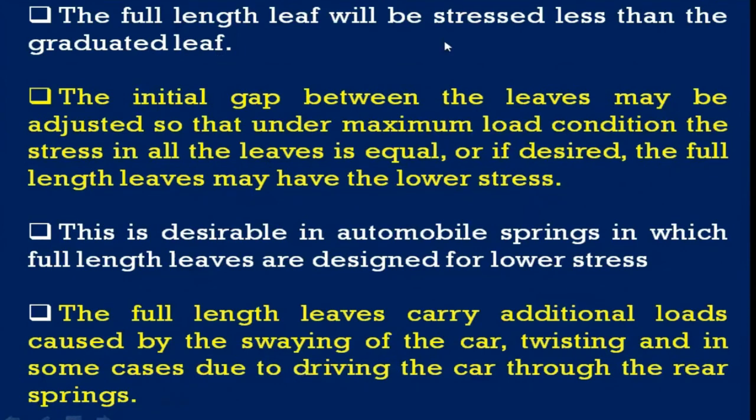The full length leaf will be stressed less than the graduated leaf. That's why some amount of stress is subtracted from the stress caused by the load on the vehicle, the load on the leaf spring. So, the initial stress is vertically upwards, the stress due to load on the vehicle is vertically downwards. Then obviously the resultant stress is the algebraic difference of these two. Obviously, the full length leaf will be subjected to a lesser amount of stress.